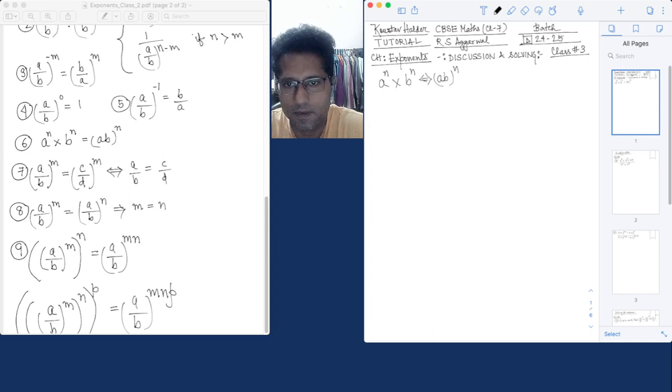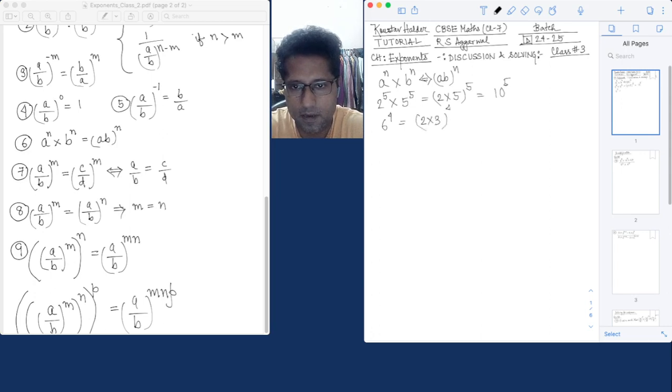Like if you have 2 to the power 5 multiplied by, let's say, 5 to the power 5, you can write it as 2 into 5 to the power 5. This is nothing but 10 to the power 5. You can also do the reverse. If you have, let's say, 6 to the power 4, you can write it as 2 multiplied by 3 raised to the power 4, and now you can separate out the factors in the product along with the power, so this becomes 2 to the power 4 multiplied by 3 to the power 4. So this was law number 6.